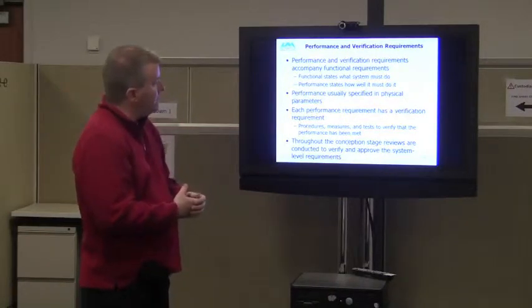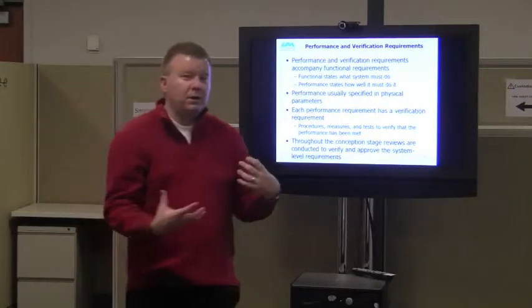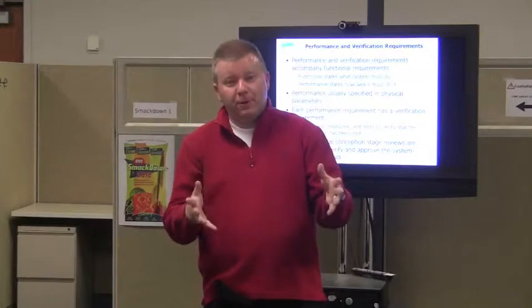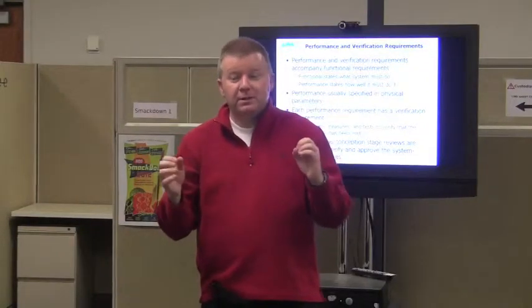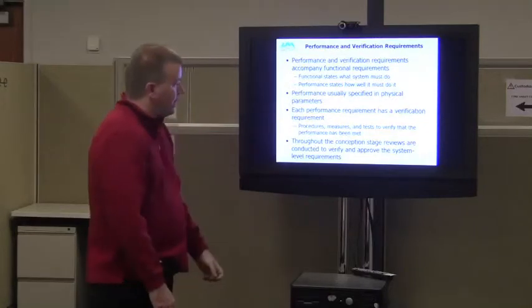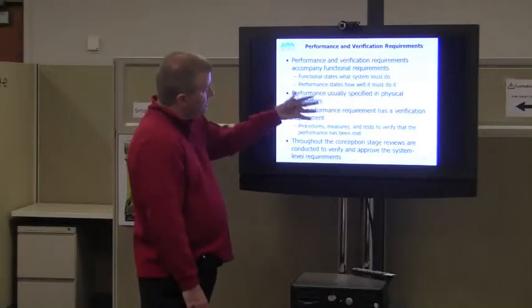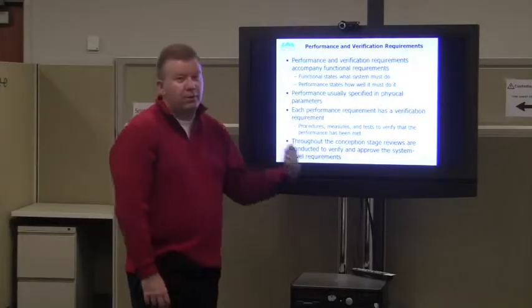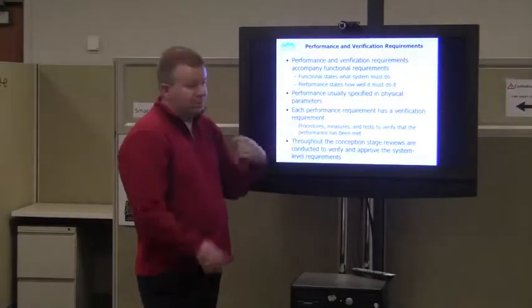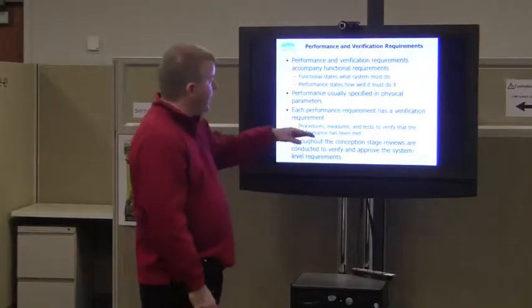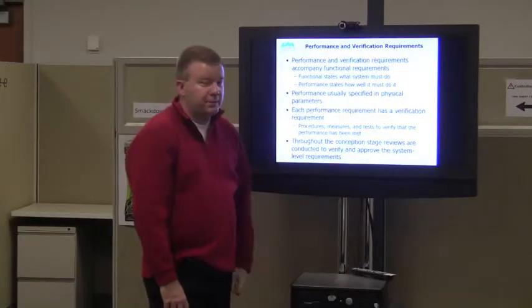Performance usually is specified in physical parameters. So now you know numbers, right? So you can say in a function, run, but now in a performance requirement, you're going to say run 22 miles an hour. Whatever, move 22 miles an hour. So that's the difference in the two. Each performance requirement has a verification requirement, which is basically a procedure of measures and tests to verify that the performance has been met. That's the verification part of this, right? So you create some sort of analysis, some test, something that then verifies that you have the performance that you wanted from that requirement, right?